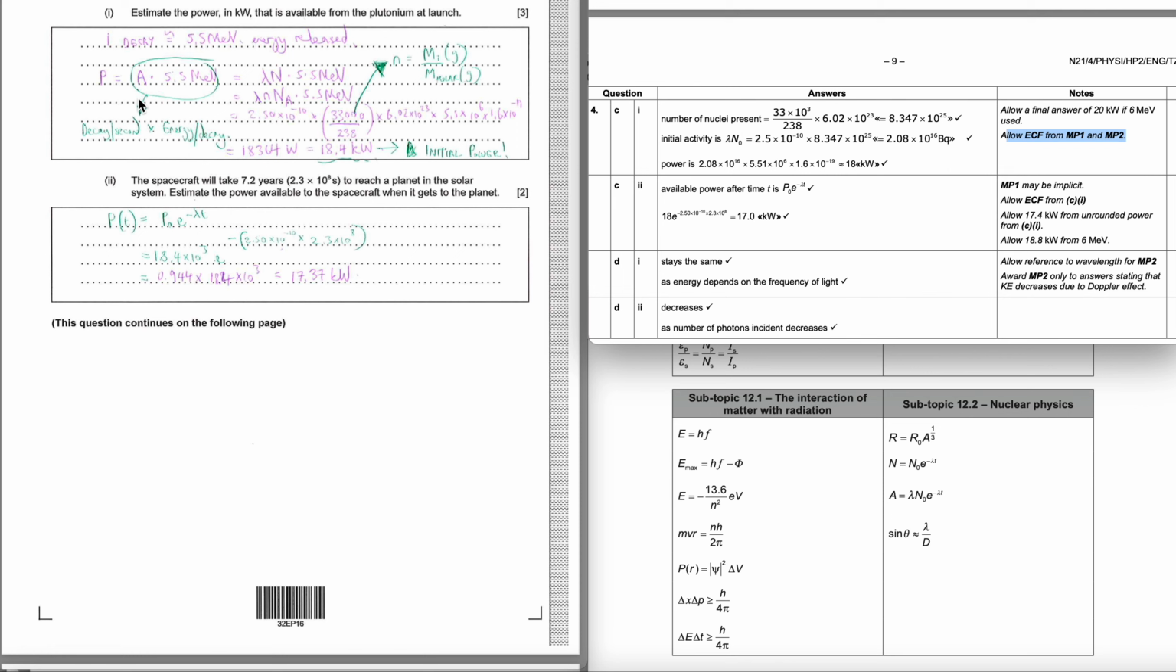So the power will also decay exponentially as well. We know the time here, we know the decay constant, so it's a case of simply multiplying through and getting an answer which is lower than the previous value, okay? Now, you'll notice my value is slightly different, okay?